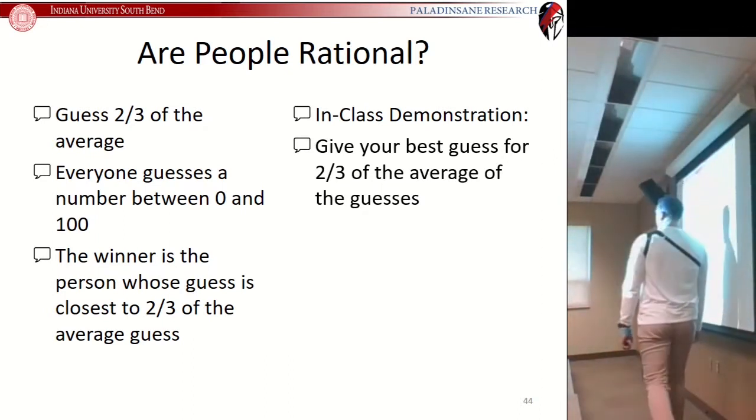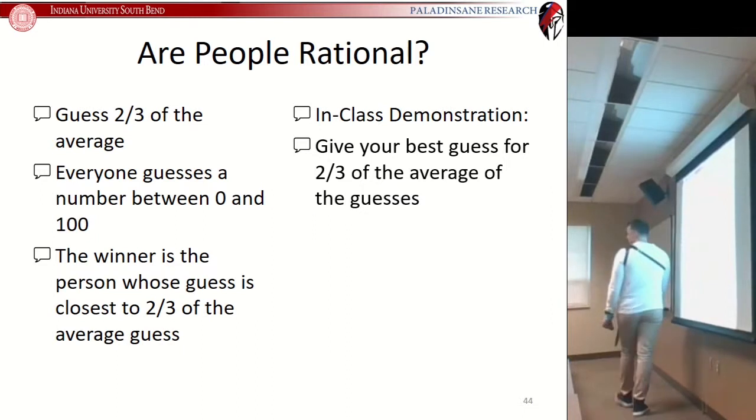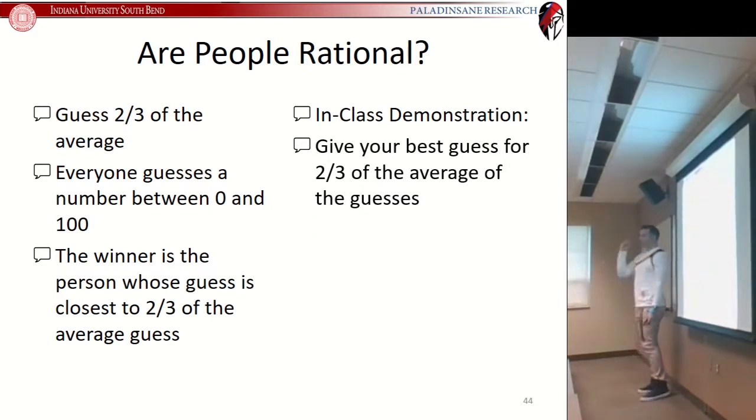We're not picking a number within 100, so we're picking the average. So you're trying to think, what you want to do in this game, you're trying to think, what are other people going to write down? What number are other people going to write down? Okay. Then think about what that average number might be. Okay. And then take 2/3 of that average. That'll be your best guess.